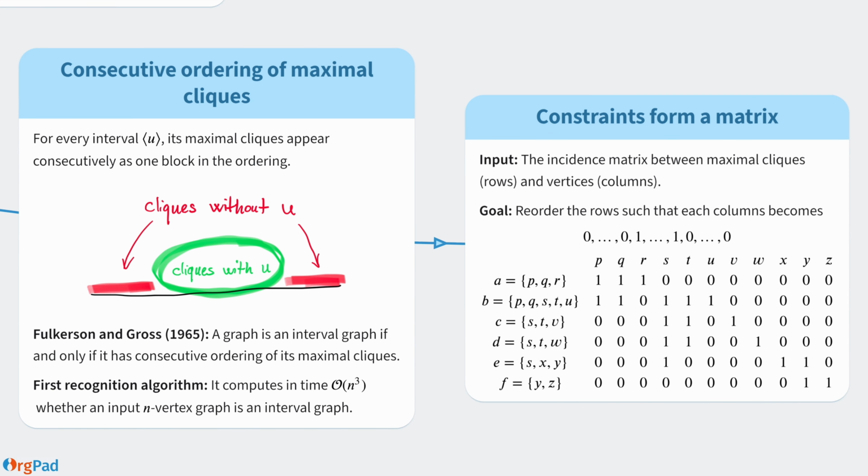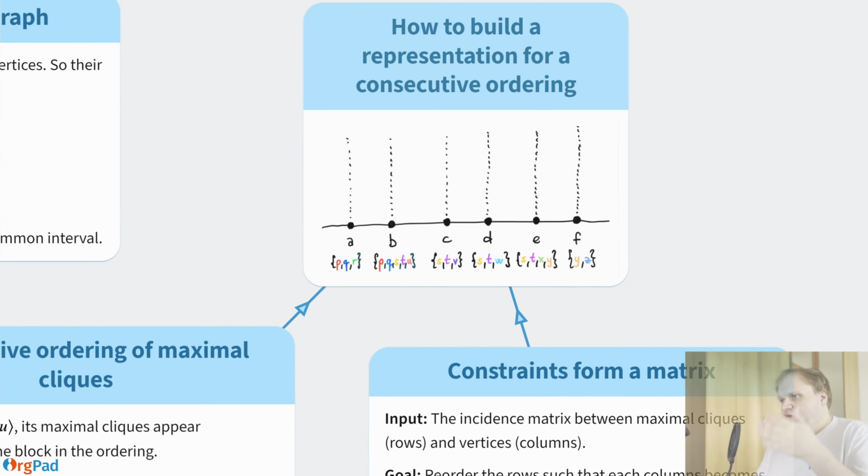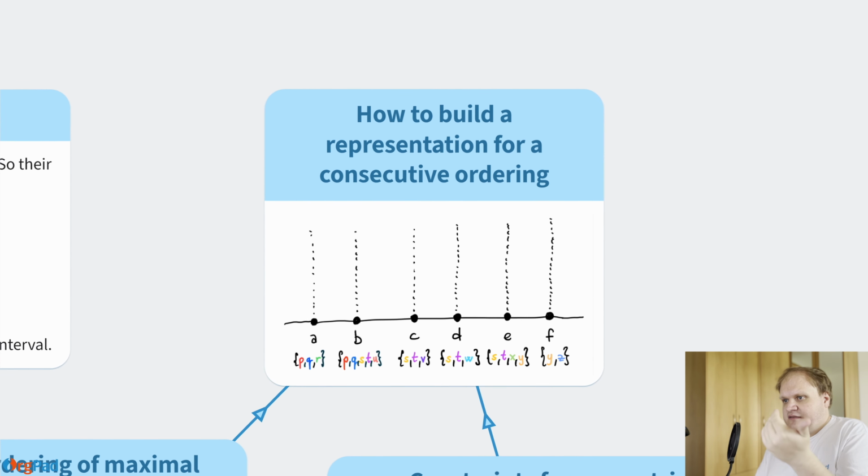So we have an incidence matrix between maximal cliques, which are rows in this case, and vertices, which are columns. And the goal is to reorder the rows in such a way that each column becomes 0, 0, 0, then 1, 1, 1, 1, 1, and then 0, 0, 0. So this is an example of a correct reordering, and we can use it to build an interval representation like this. We will just draw the cliques in the correct ordering, and then we will draw all vertices or intervals on top of their cliques.